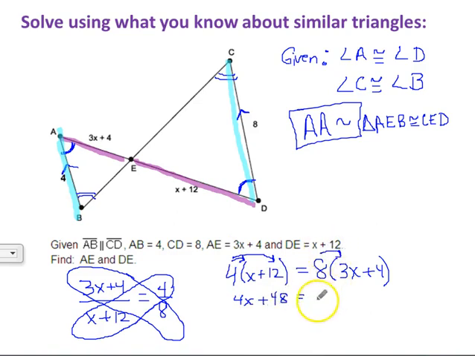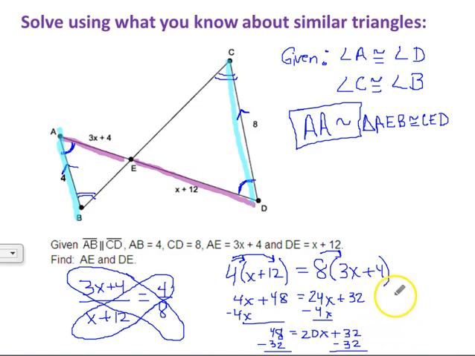Set that equal to, we're going to distribute on this side. Whoops, that's 24x plus 32. Solve for x. I'm going to get all my x's on one side of the equation and all my constant terms on the other side. So I'm left with 48 on my left side of the equation, and 20x plus 32. I'm going to subtract 32 from both sides. I'm running out of space over here, so I'm going to continue up right here. So 48 minus 32 is what? 16?